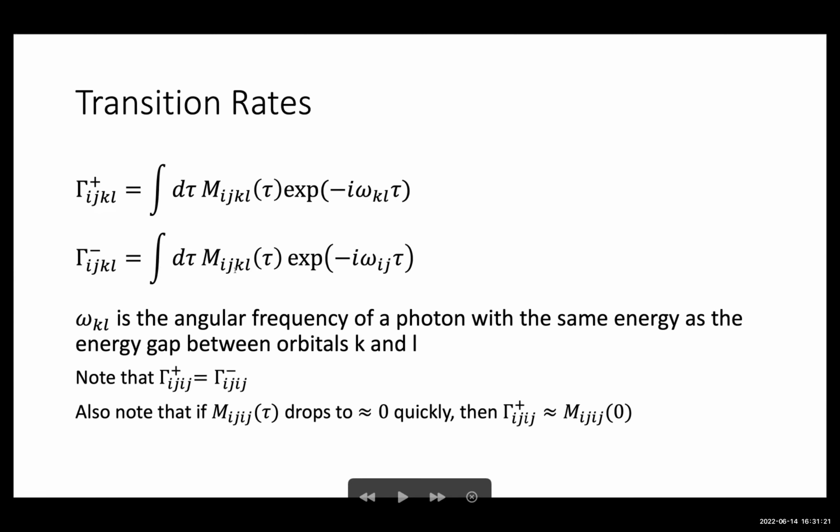So basically, if we're looking at the ij case, you can see that the only difference here are these indices. So that would actually make these things equal to each other, which will be kind of nice shortly. And if we are in the case where our autocorrelation function drops down right away, then that basically means that the only thing contributing to this integral is, again, that initial value of our autocorrelation function.